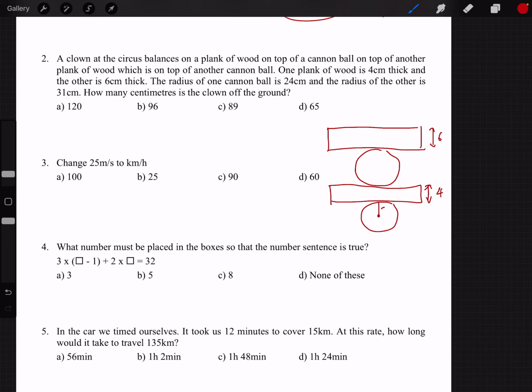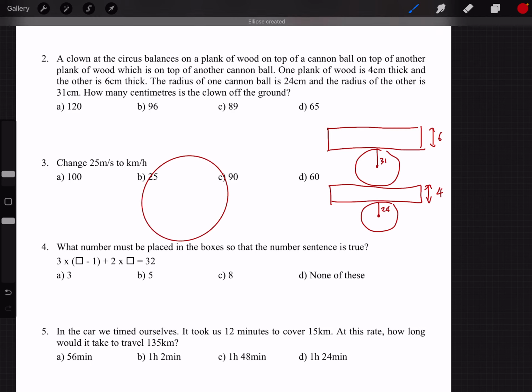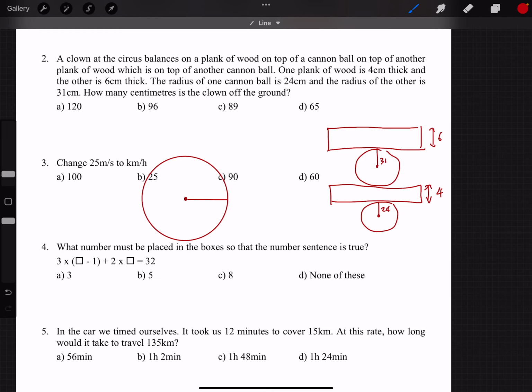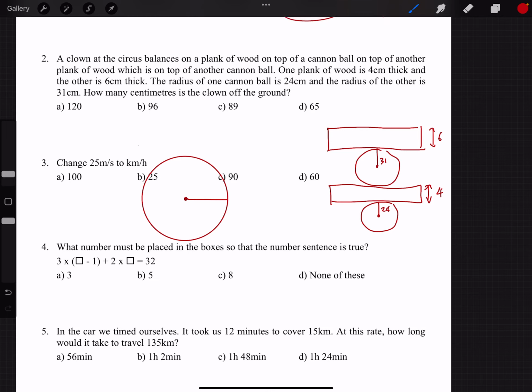So this one has a radius of 24, and this one has a radius of 31. The radius of a circle is from the center of the circle, and you draw a line that goes to the outside, and it touches the outside edge. That's called the radius. It's only half of the diameter of a circle. Diameter goes from one end to the other end, and the radius is only half. So that means that this whole length here is double of the radius. If the radius is 31, this must be 62. And if the radius is 24, this must be 48.